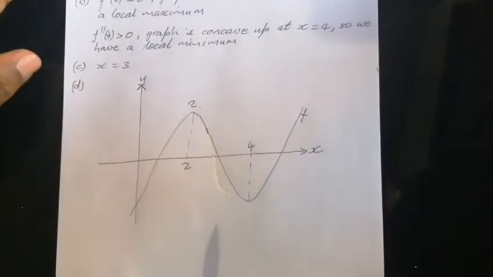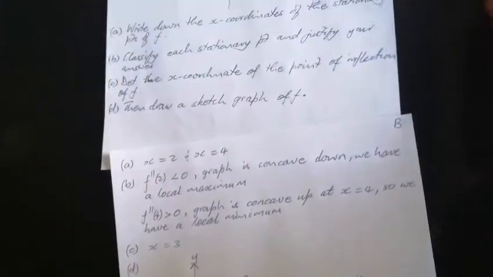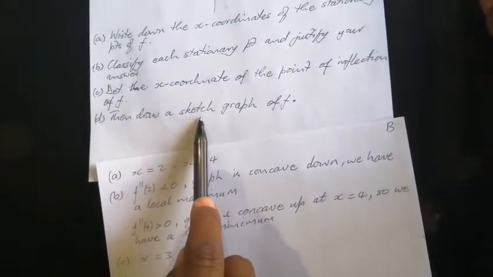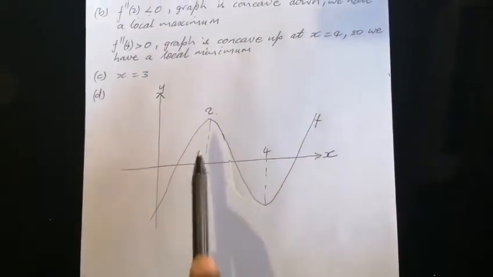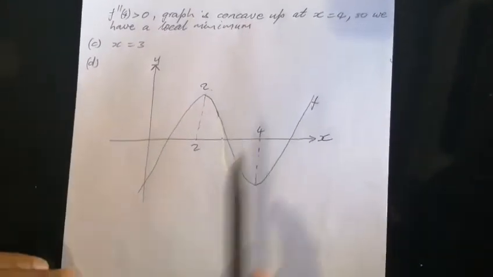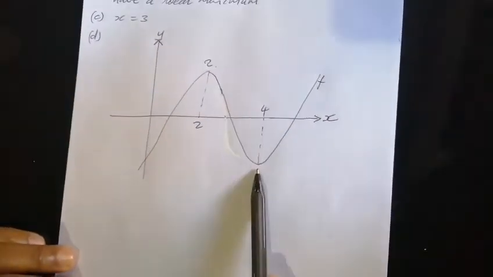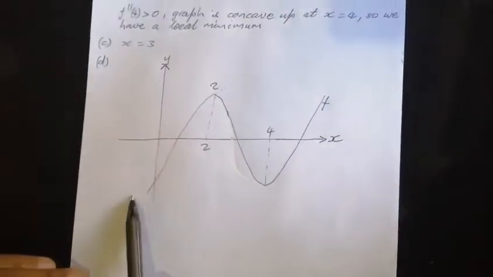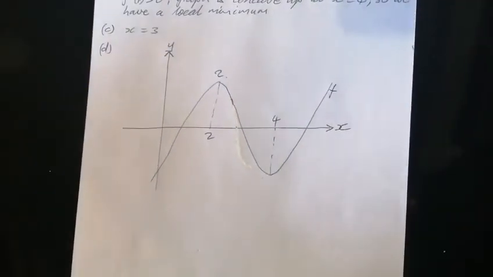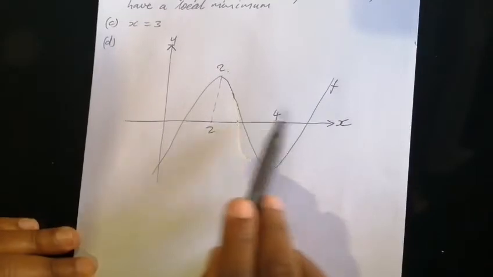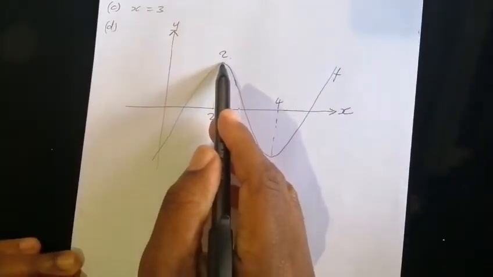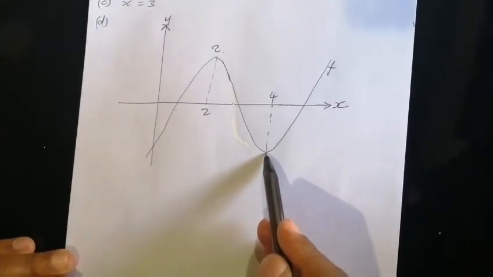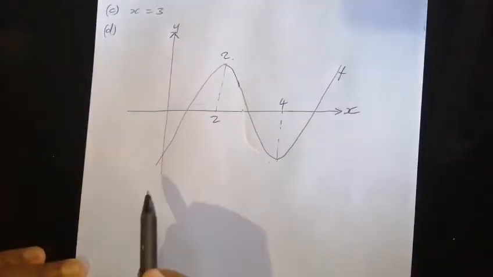Please understand that. Then last for today, draw a sketch graph of f. We have said at point 2 there is a maximum turning point. At point 4 we have a minimum turning point, and this is the sketch of the graph of f. We don't know the x cuts, so we don't write anything. All we know, it has a maximum at this point and a minimum at this point. At 4 minimum, at 2 maximum.